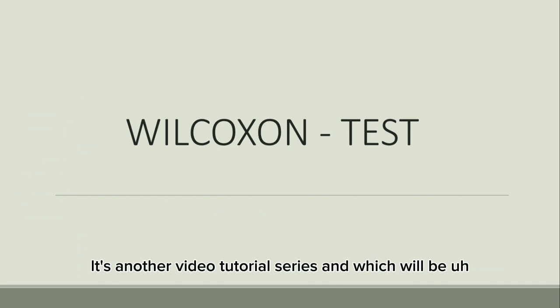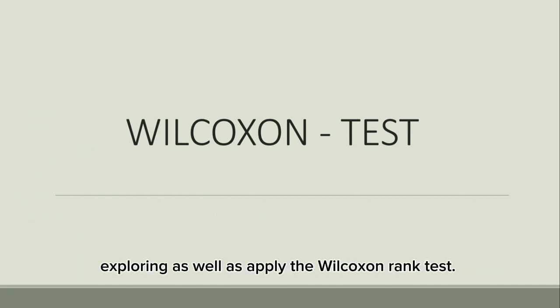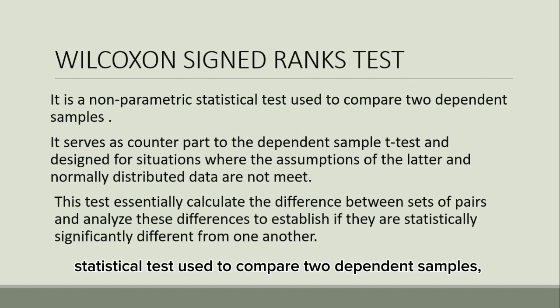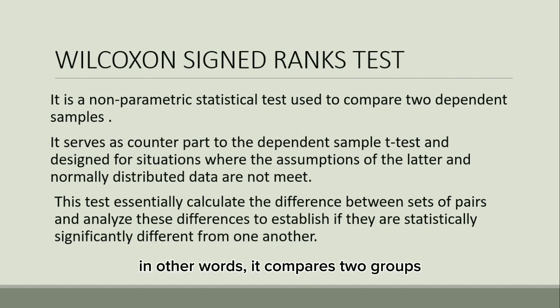It's another video tutorial series in which we'll be exploring as well as applying the Wilcoxon signed rank test. The Wilcoxon signed rank test is a nonparametric statistical test used to compare two dependent samples. In other words, it compares two groups consisting of data points that are matched or paired.